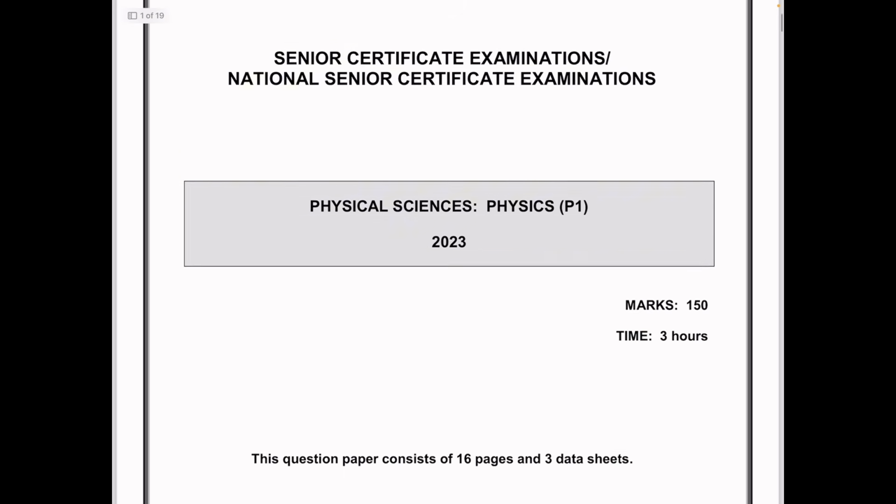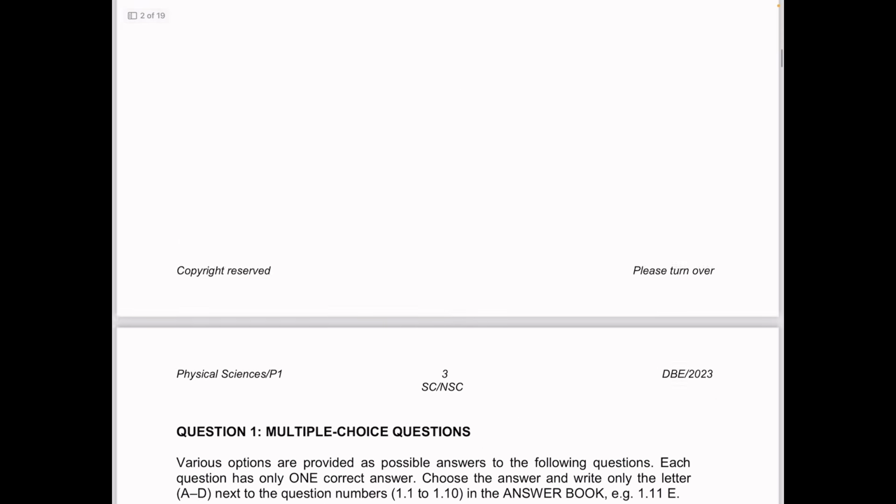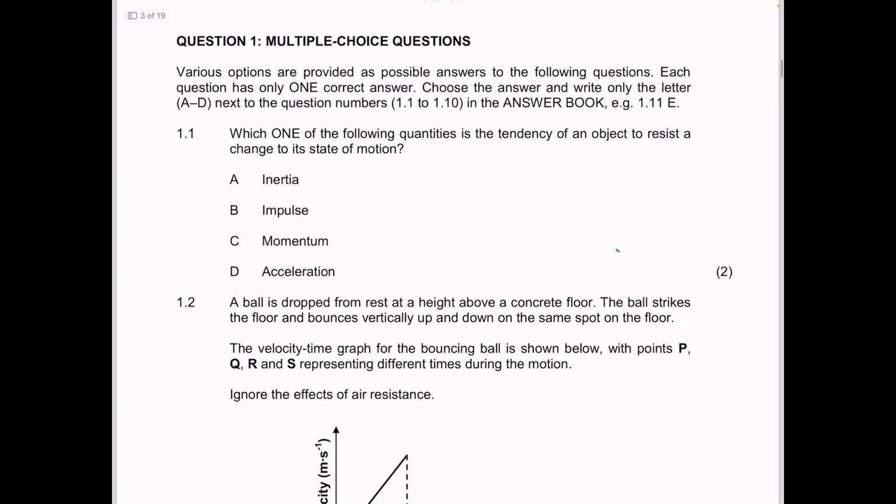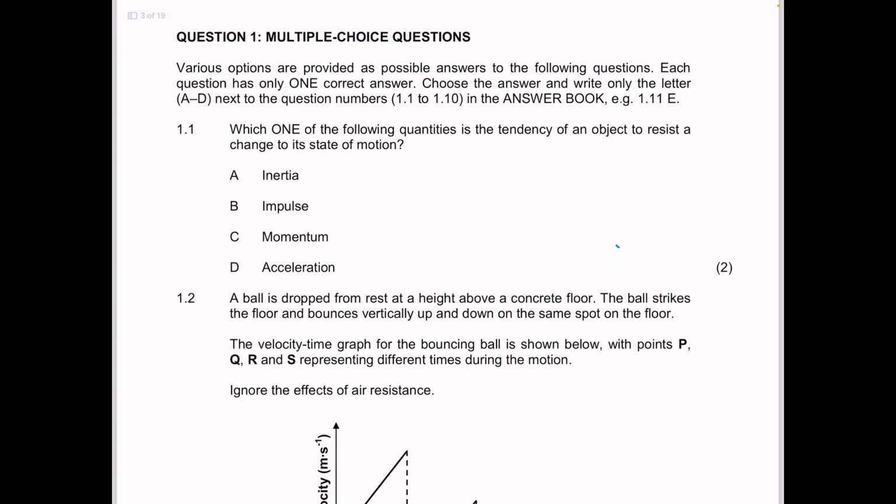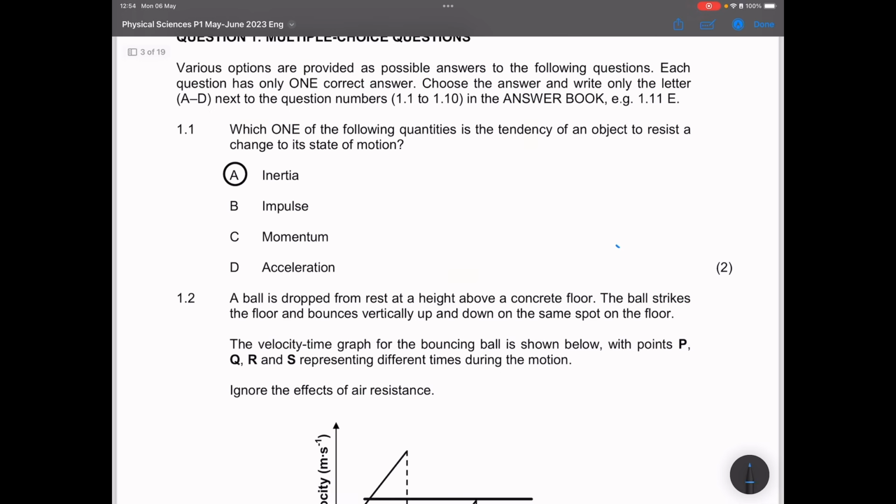Right, so let's go right into the exam. We start with the multiple choice section. I'm going to delve into the first question. They say, which one of the following quantities is the tendency of an object to resist change to its state of motion? In that case, that is the inertia. I hope that we know that by now. So that's the inertia of a body.